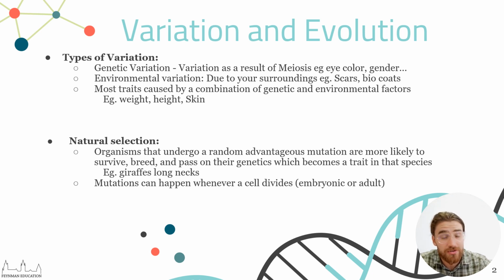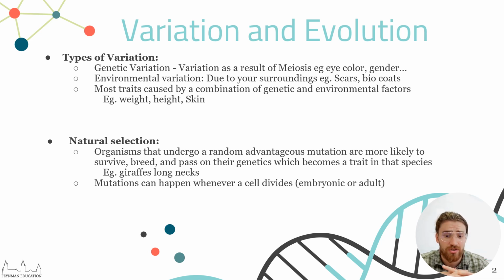So we start out with genetic variation. That is obviously done through your meiotic processes. So the creation of the gametes is going to lead to genetic variation as we have crossover between the chromosomes. Then we're going to have our environmental variation.